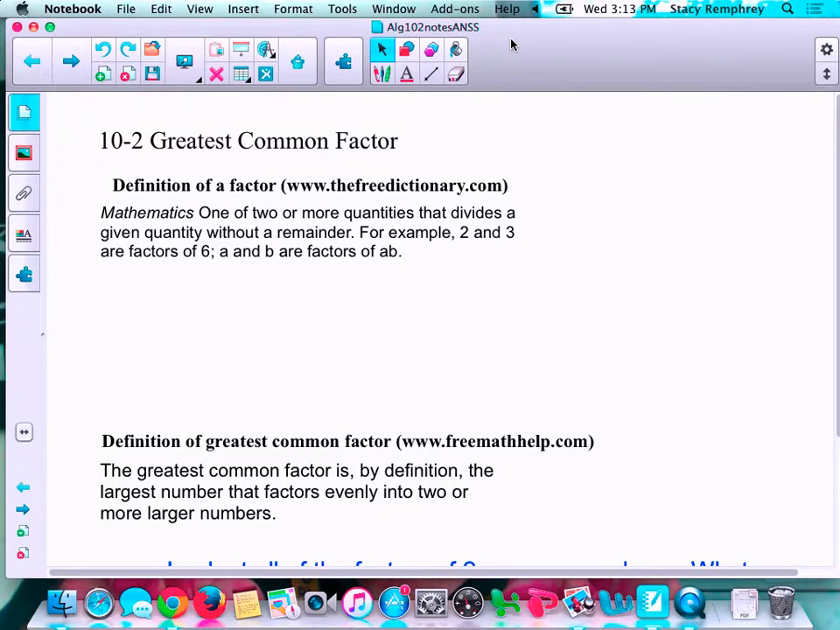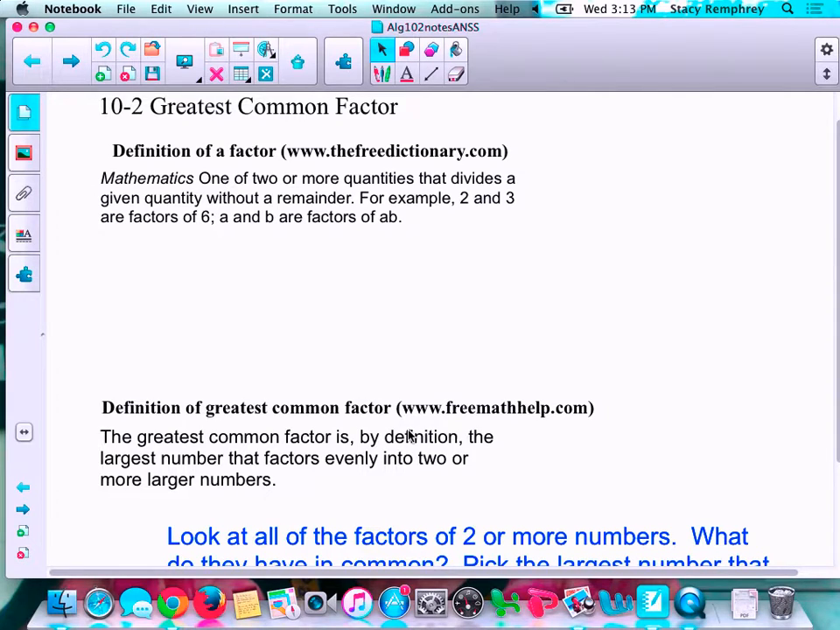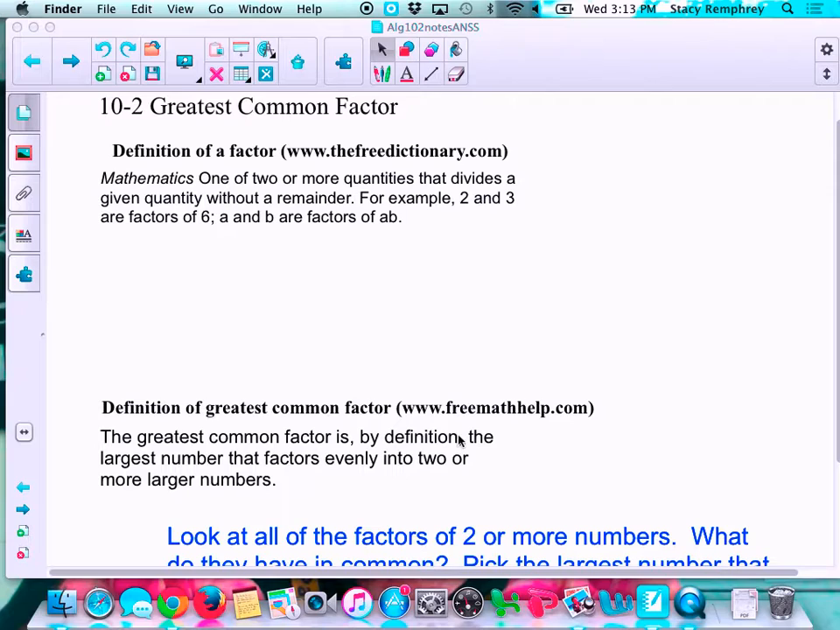Okay, for these notes, it's a quick one, greatest common factor. You'll see here the definitions. A factor is something that is multiplied, and so 2 and 3 are factors of 6, 1 and 6 are also factors of 6.